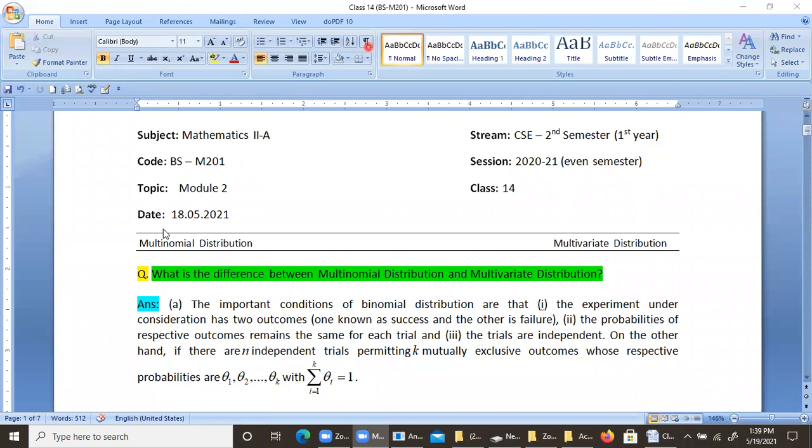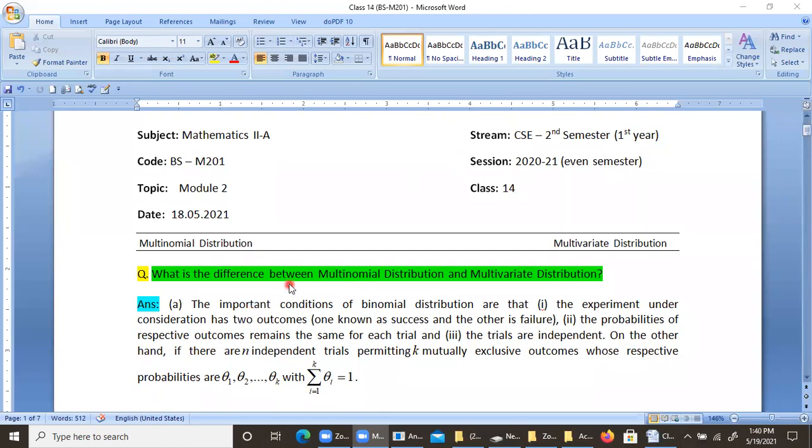Our topic for the first session today is the multinomial distribution and the multivariate distribution. First of all, we'll try to understand the basic difference between these two distributions. Let us first talk about multinomial distributions and try to identify the parameters of such distributions. Also, I will show you one or two problems with respect to the multinomial case.